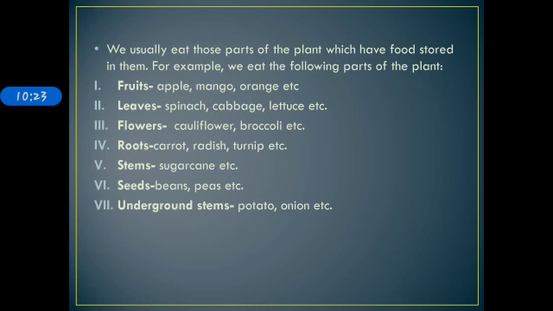For example, we eat the following parts: fruits like apple, mango, orange, etc. Then leaves: spinach, cabbage, lettuce, etc. Flowers: cauliflower, broccoli, etc. Roots: carrot, radish, turnip, etc. Then stems: sugarcane, etc. Seeds: beans, peas, etc. Underground stems: potato, onion, etc. Right? These are the different vegetables and fruits we eat, but these are different parts of plants. Okay.